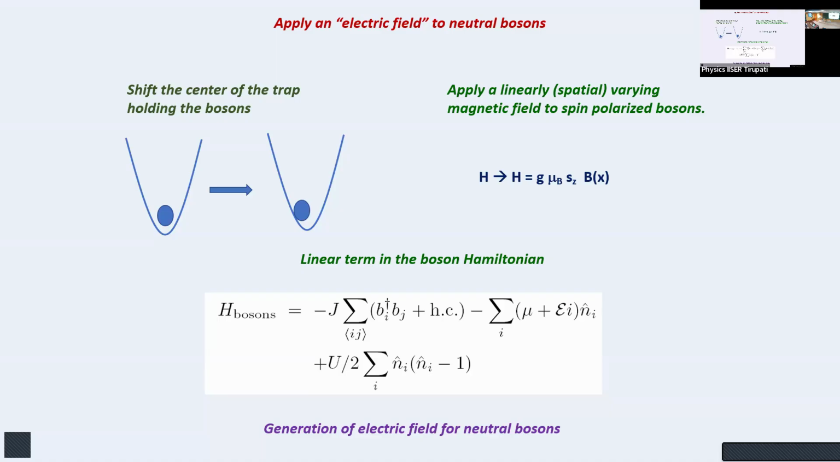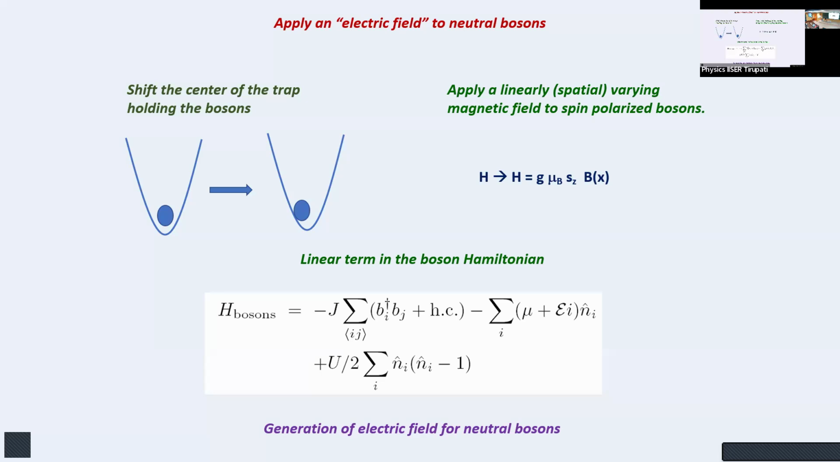And if you can make a magnetic field which has a gradient, this term in your Hamiltonian, because of the Zeeman term, if this Bx is linear, it means that it is equivalent for these bosons to have a scalar potential, because a scalar potential corresponding to a constant electric field also gives you this linear term. To these bosons, this is just like a scalar potential. So this linear term constitutes the generation of a, quote unquote, electric field for neutral bosons. So this is how this is done.